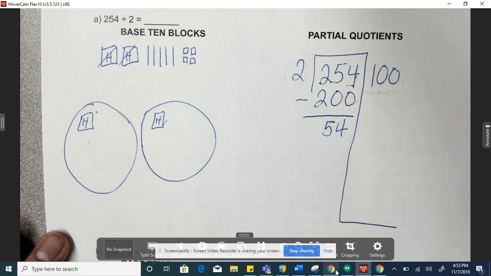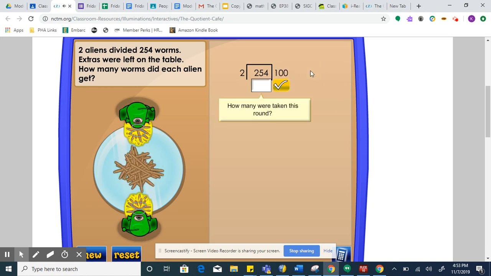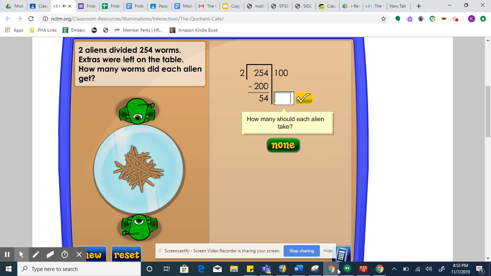Let's put that into our program on Quotient Cafe. We're here, we have 254 split into 2 groups. So we are giving each alien 100 worms. Press check. Oh, awesome. They're each going to get 100 worms. So that means we're going to subtract 200 from the total plate that's right here. That means they've just eaten 100 worms each, or 200 worms total. We have 54 worms left to eat. So now let's go back to here.